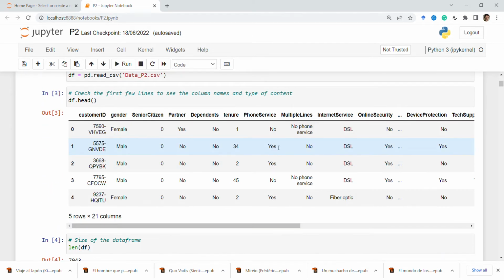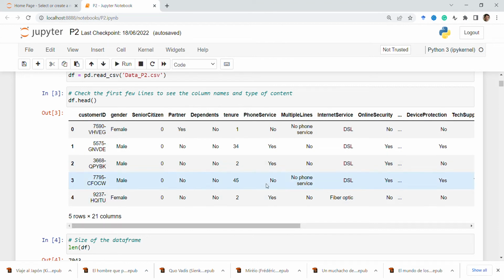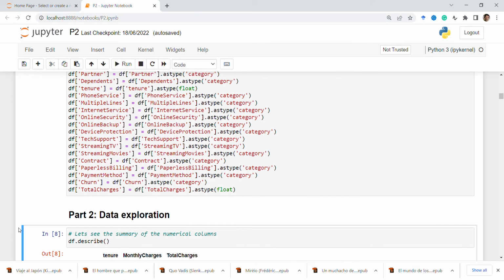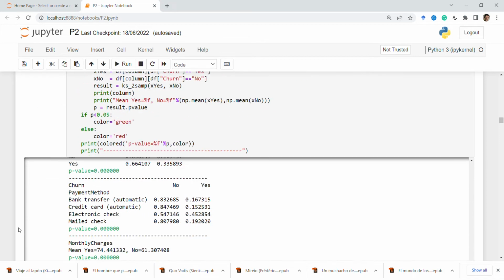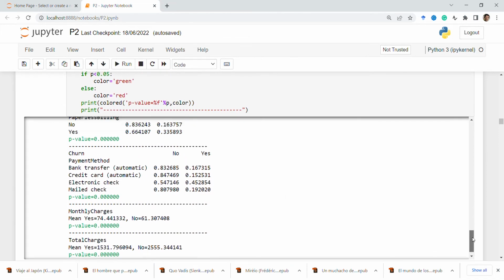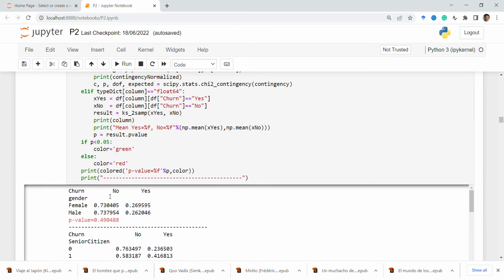Okay, so now we will analyze whether each one of these variables is related to churning. You may see that most of them are categorical, so partner, yes or no, senior citizen 0 or 1, dependents yes or no, phone service yes or no, multiple lines. We see that there are more values. We could have no phone service, no, or yes, and the same for the rest. Okay, so let's see if each one of these categorical variables is related to churning. So for doing that, we will compute these contingency tables.